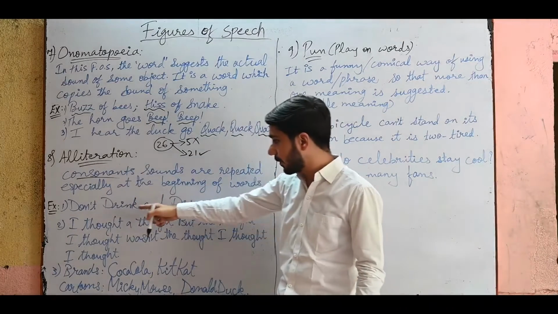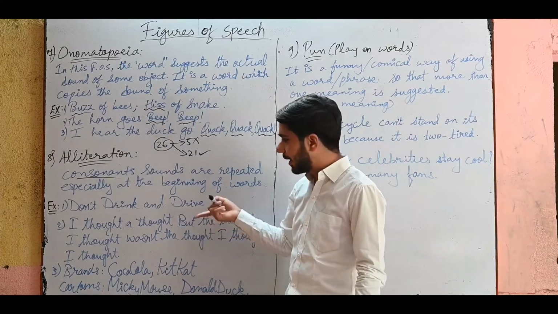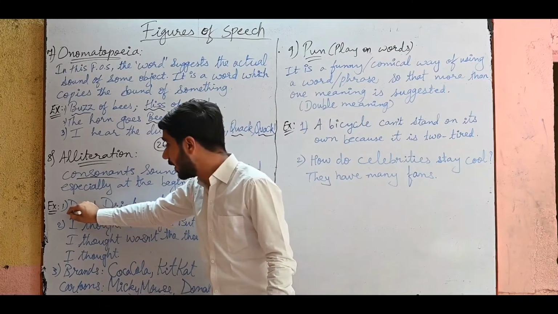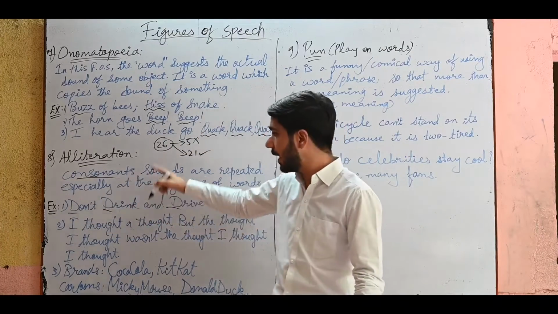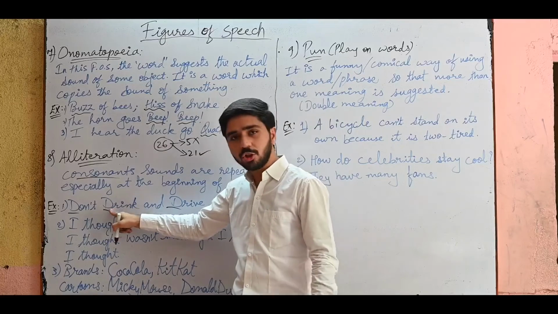See the example. Don't drink and drive. Here we can all see clearly the sound D, D, D. So the sound of D is repeated, D, D, D. That is called alliteration, and D is a consonant.